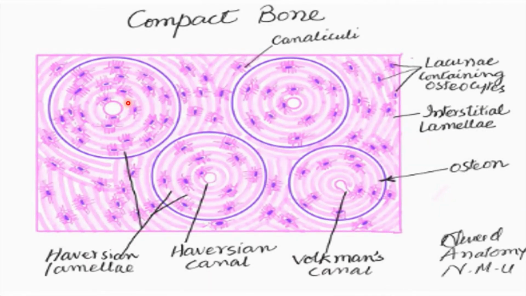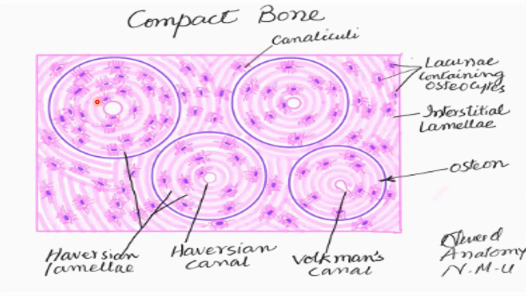Okay, so this is a schematic diagram of an osteon. You've got your central canal here. These concentric rings are what we call the lamellae.